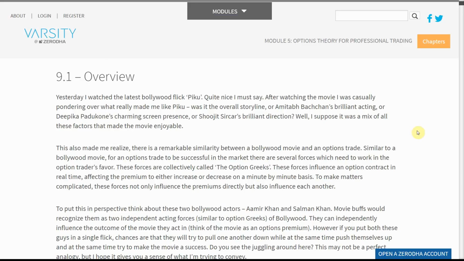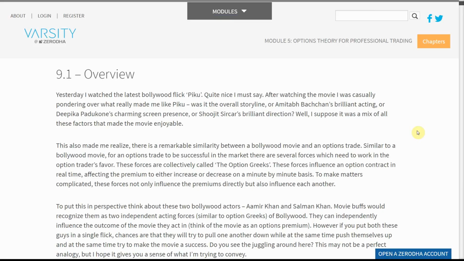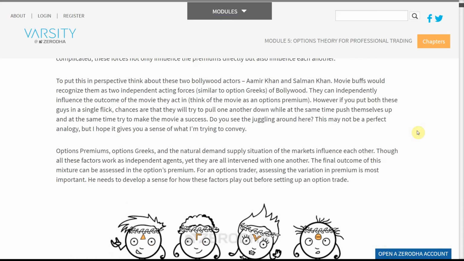To make matters complicated, these forces not only influence the premiums directly but also influence one another. To put this in perspective, think about these two Bollywood actors, Aamir Khan and Salman Khan. Movie buffs would recognize them as two independent acting forces, similar to option Greeks of Bollywood. They can independently influence the outcome of the movie they act in. Think of the movie as an options premium.